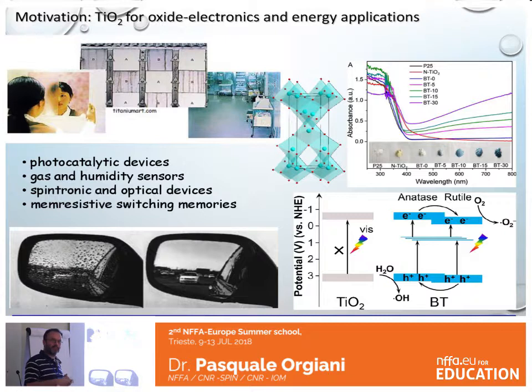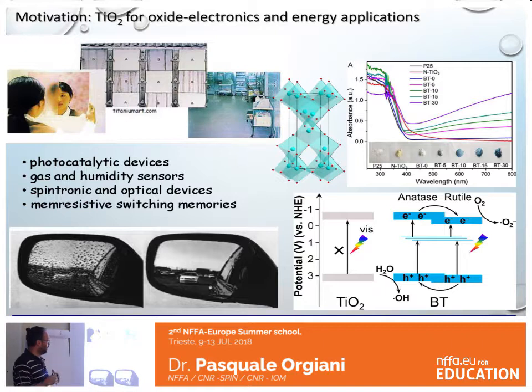There is a Nissan project that paints your car with this kind of titanium dioxide. It can be used in catalysis and so on and so forth. What is the main problem? The anatase and the rutile have a band gap of about, I remember, in the UV.